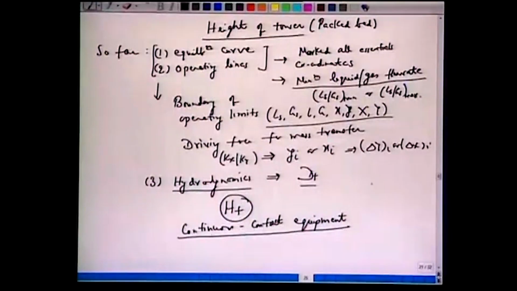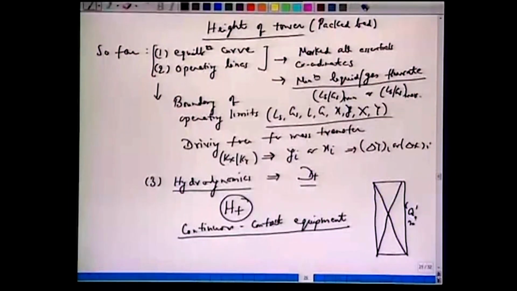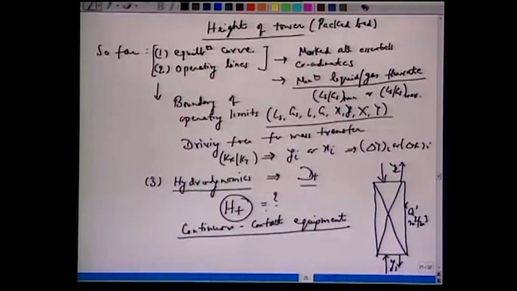This is a continuous contact equipment, a column packed with certain packing, having certain meter square per cubic meter interfacial area, a certain type of packing. Two phases are allowed to come in contact, and we want to achieve the concentration reduced from Y1 to Y2 in this treated gas. All right. So, that is the objective: how much height we require, how tall the column should be.